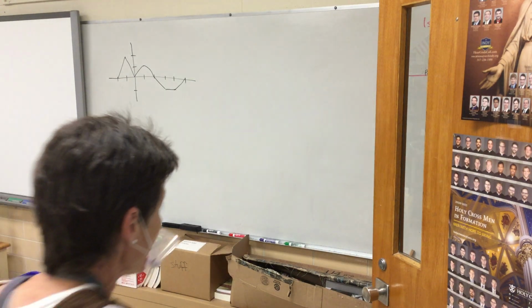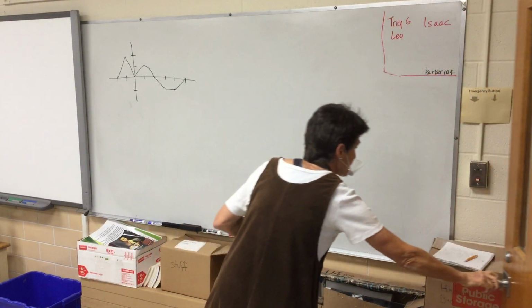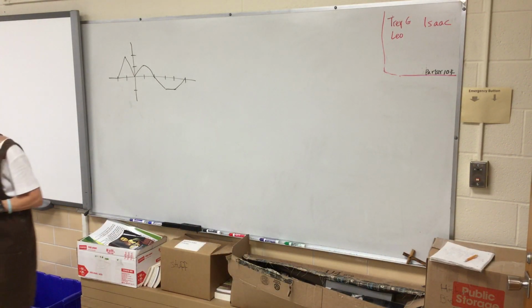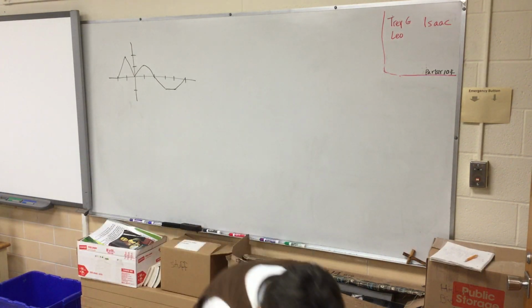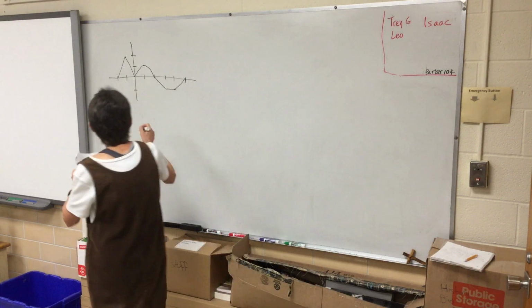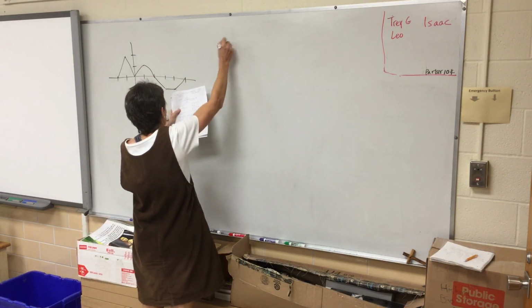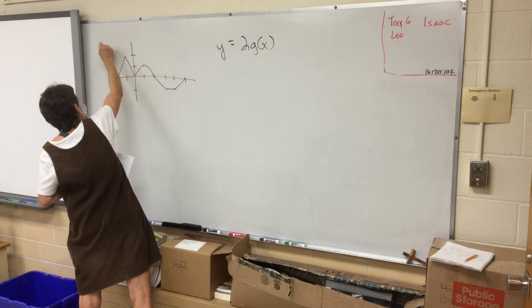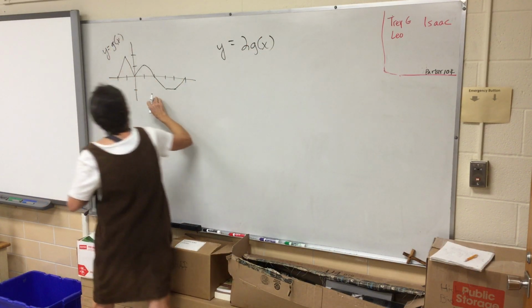What that number does is multiply the height of the curve. It multiplies the height of the curve. So we are going to sketch 2g of x. This is g of x. This is the original picture.